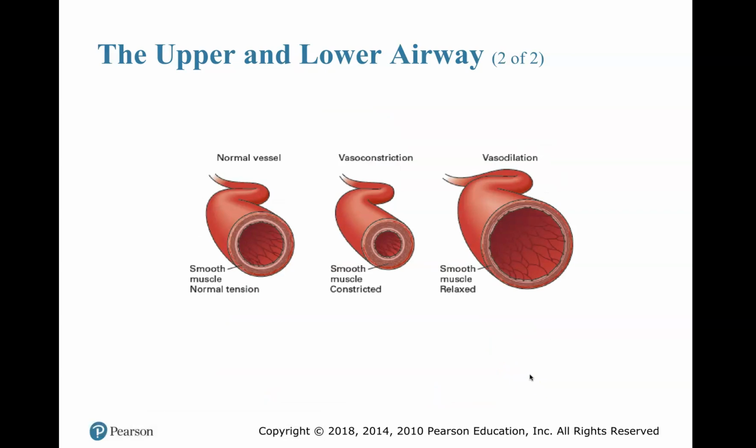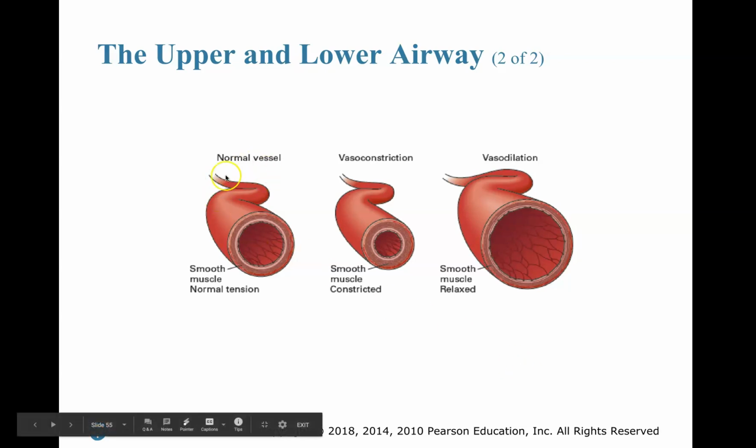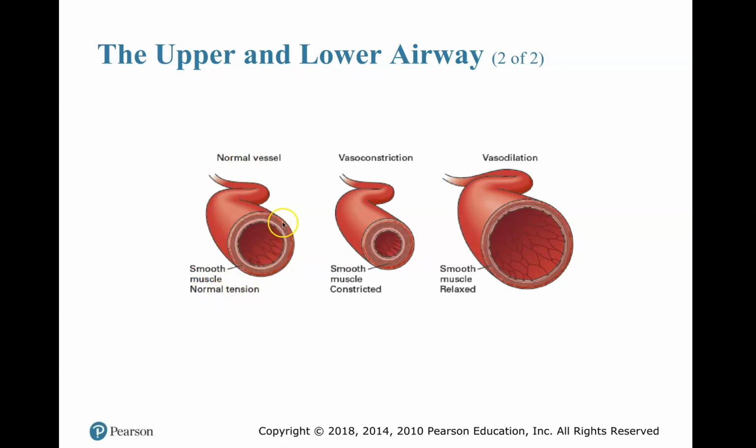These are our blood vessels. On the left you see a normal vessel, smooth muscle with normal tension. The smooth muscle is that inner lining of the vessel which causes it to constrict and dilate. Vasoconstriction, you'll hear vaso or vasoconstriction throughout this class a lot. That smooth muscle is constricted. That's what causes a vasoconstriction.